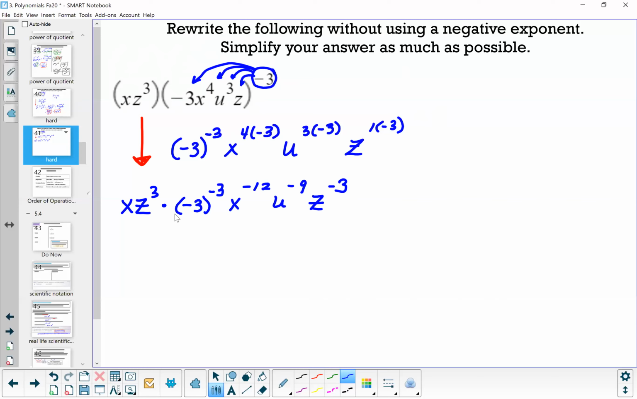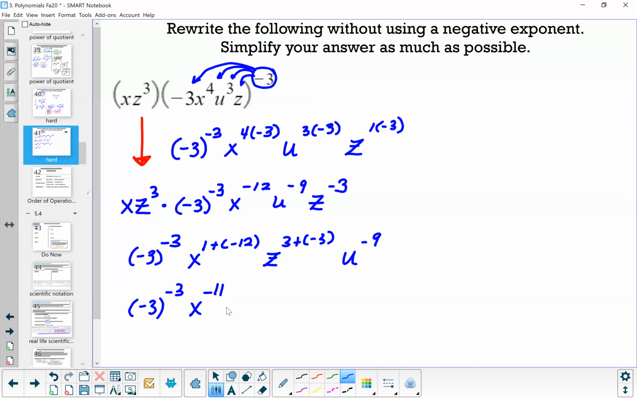All right, so now we have multiplication next. And so I can see that I can multiply my x factors and my z factors, which means I'm going to add my exponents. So I'm going to just rewrite the -3 to the -3 power and then show x. That first x is to the 1st power, and then I'm adding to it -12. And then z to the 3rd power, I'm adding to that -3, and then u to the -9 does not have anything to simplify with. So if I simplify that addition, bring down my -3 to the -3 again, I have x to the -11 times z to the 0 power times u to the -9.